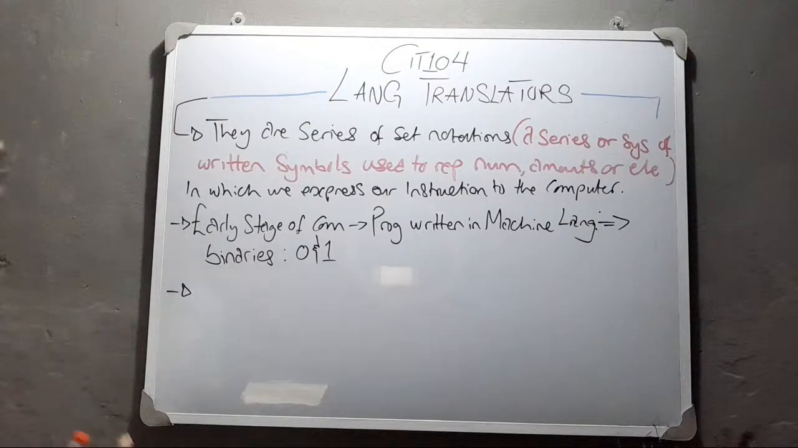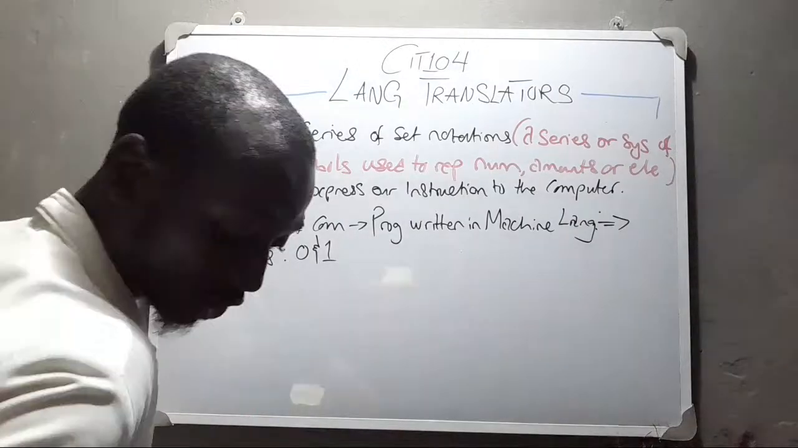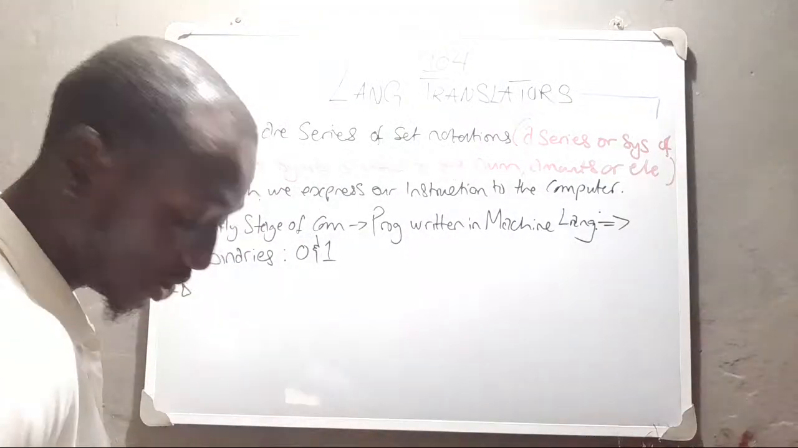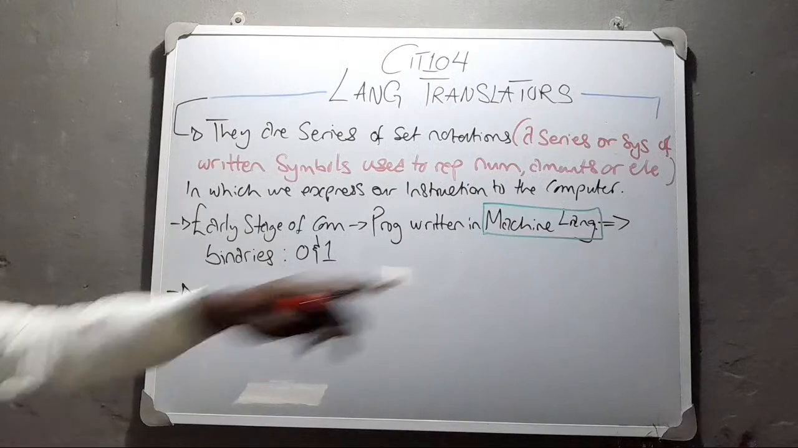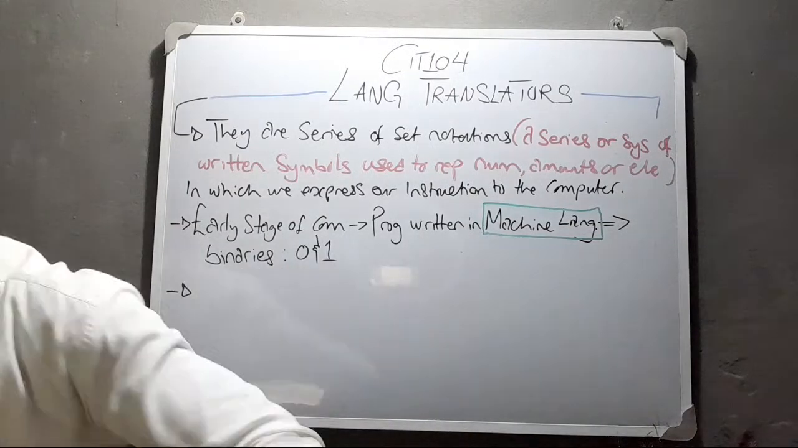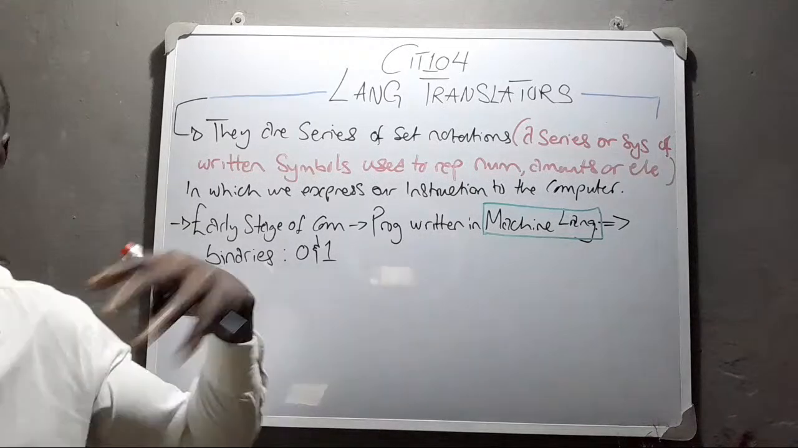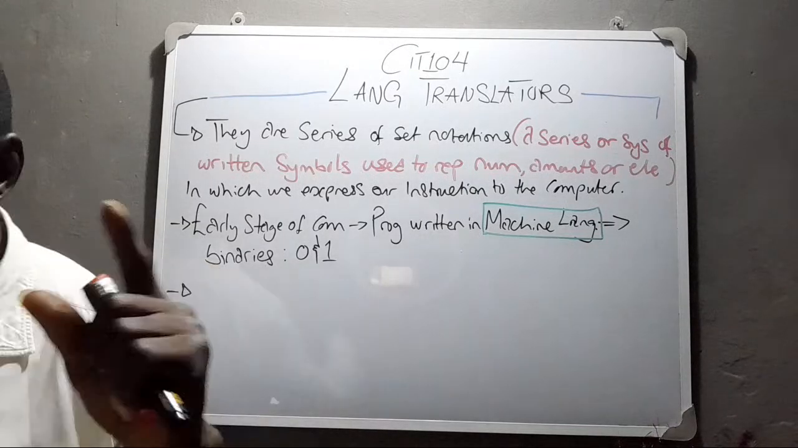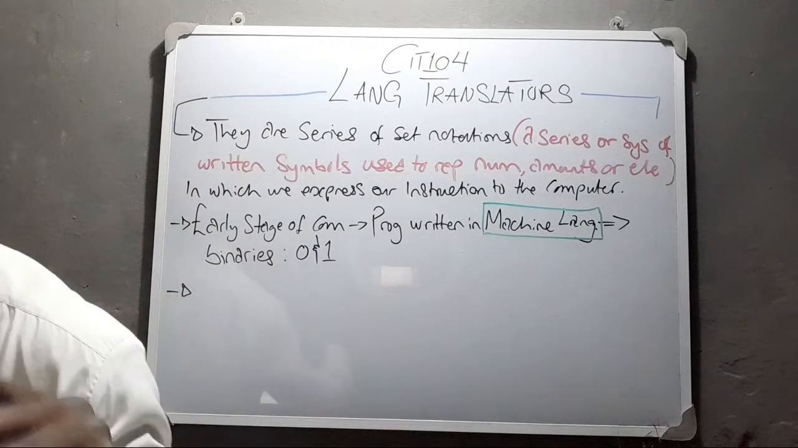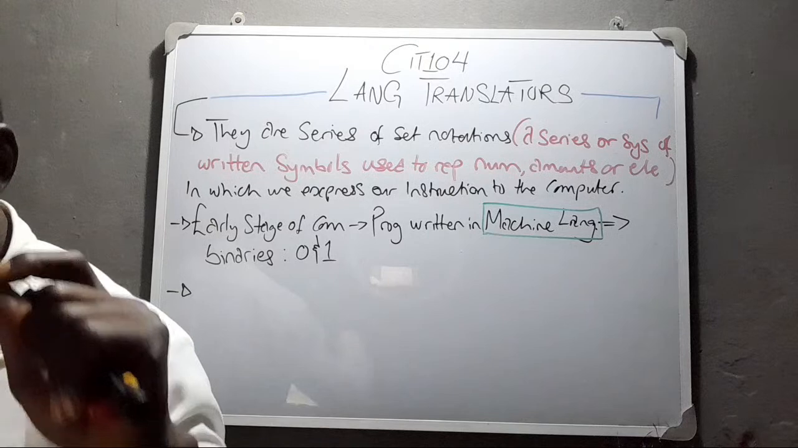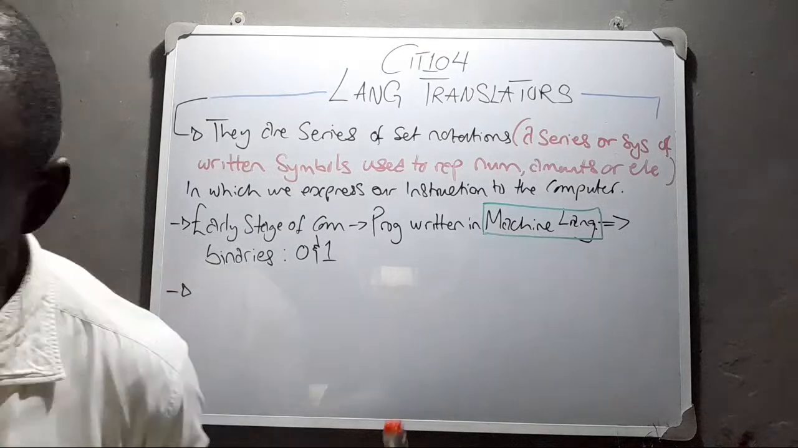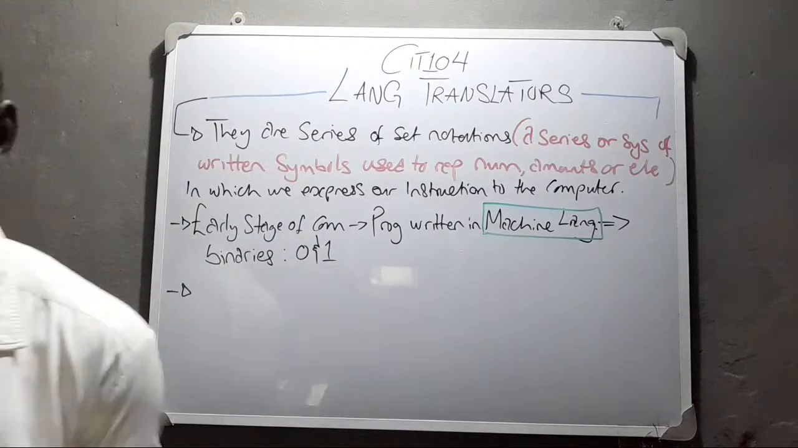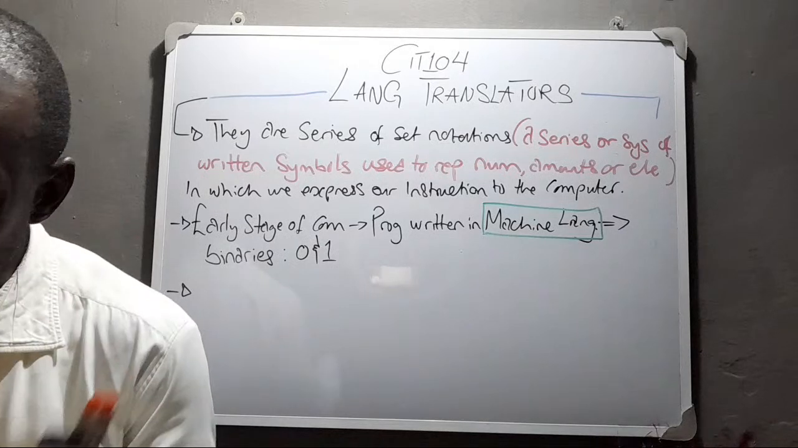Just before we move on, I want to quickly explain this to us. What is machine language? Now, machine language is also known as machine code. They are elemental languages of computer. It is read by the computer's central processing unit. It is composed of digital binary numbers and looks like a long sequence of zeros and ones.